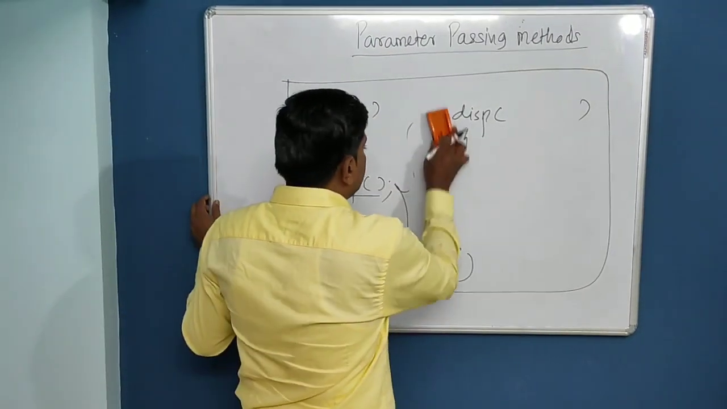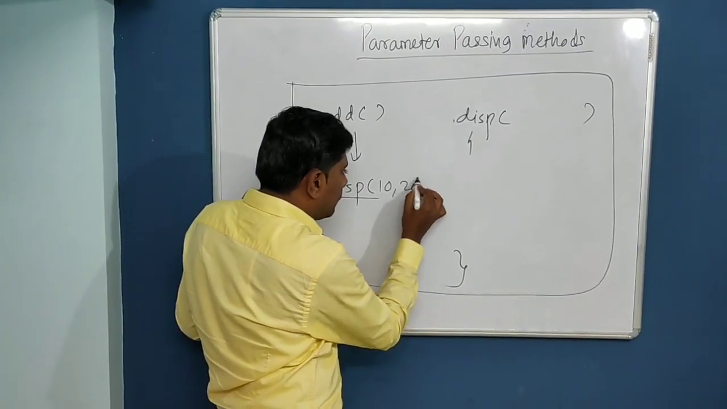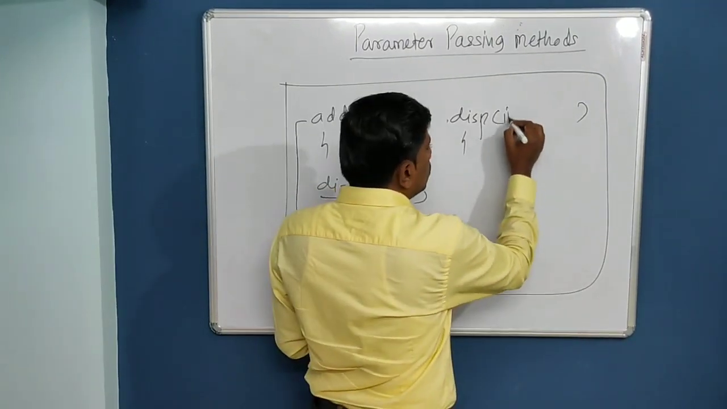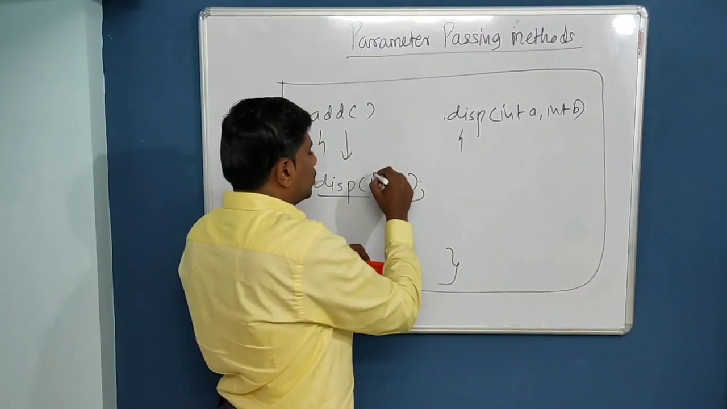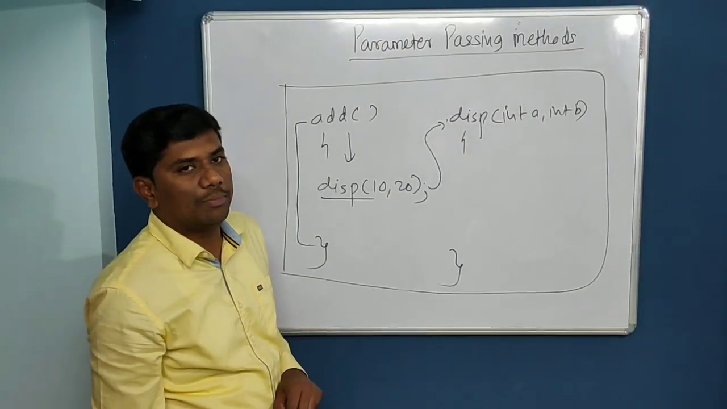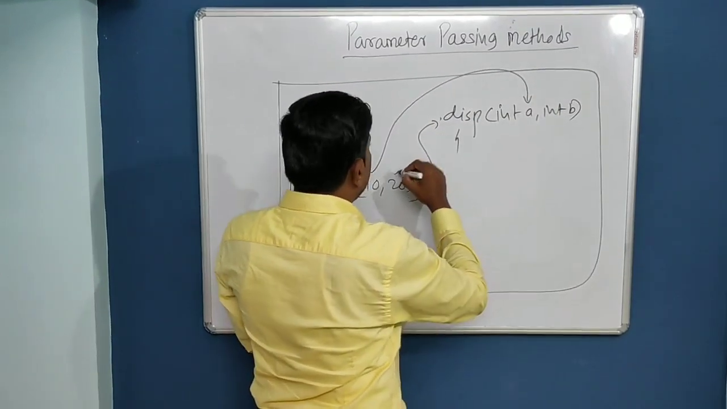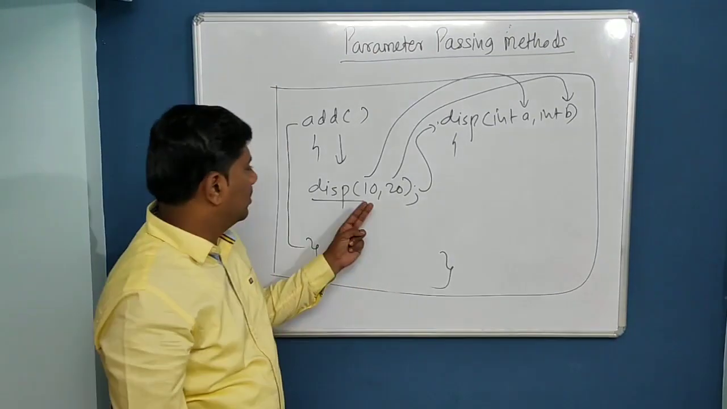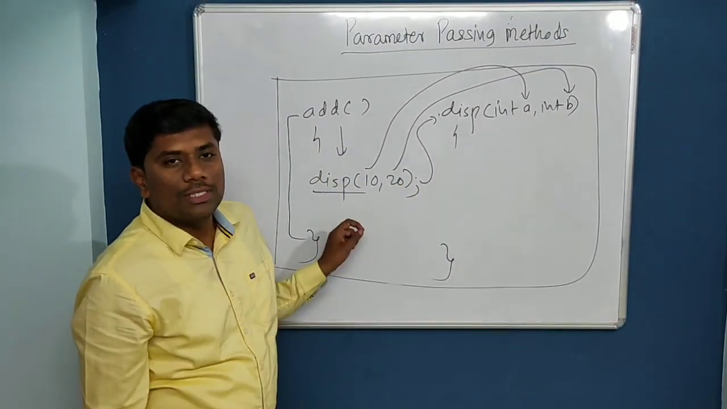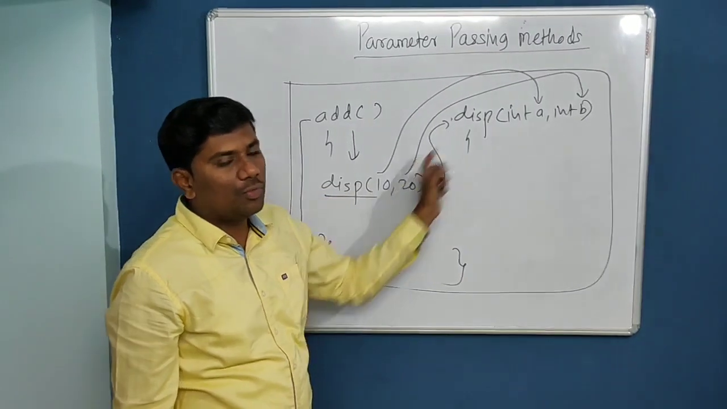Now consider another example. Suppose I am calling display by passing two values, 10 and 20. To receive those values, I should take some variables. I am calling this display function from add, so definitely there will be a jump from this function call to the function definition. While jumping, I am bringing two integer values, 10 and 20. This 10 value will be copied into A, and the 20 value will be copied into B. So this communication involves data. I am calling the function by passing some values. So this is one-way communication.